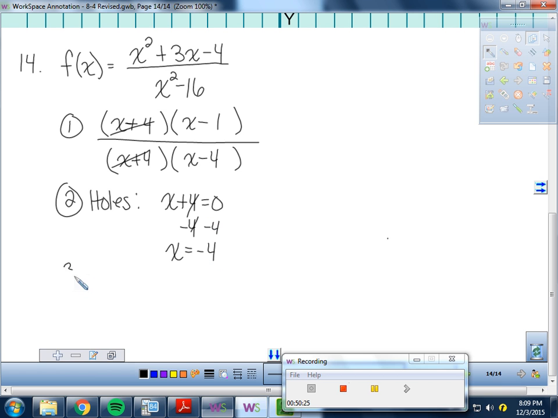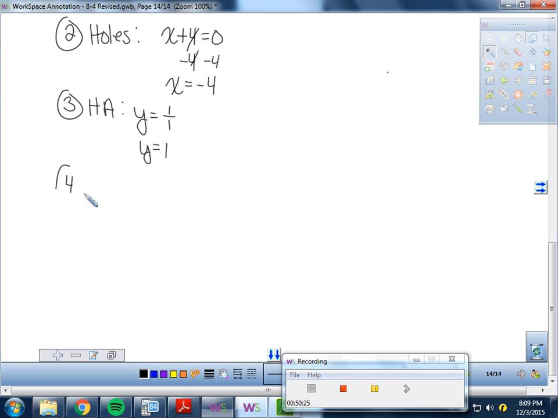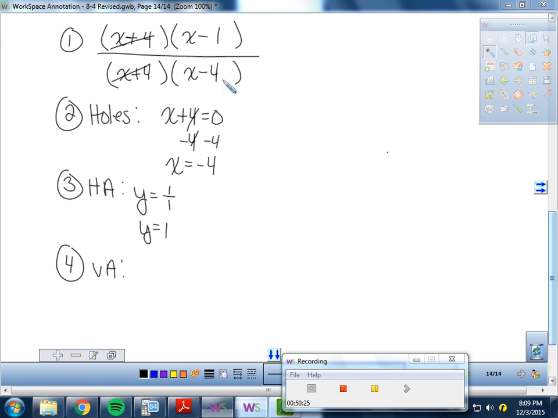So step 3, I'm going to look at my horizontal asymptotes. All right. My degree on top is 2, degree on bottom is 2. When they are the same, I divide their coefficients. So I get 1 divided by 1, which is 1. All right. Then I'm going to check for vertical asymptotes. So far, we haven't had any vertical asymptotes, but if you notice, I do have a factor on the bottom that I have not canceled out. So I'll set that one equal to 0. And I will add the 4, so I get x equals 4 as a vertical asymptote.